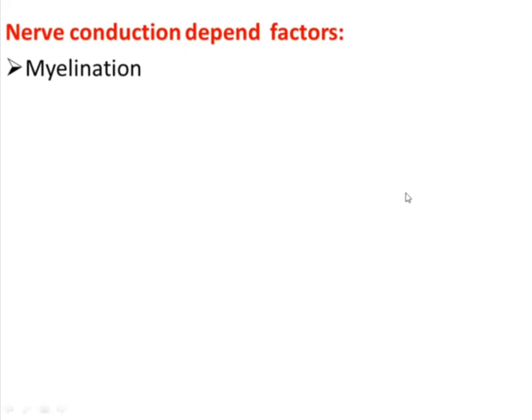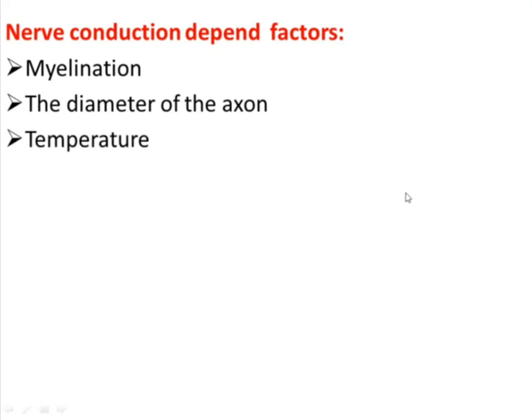First one is myelination, second one is the diameter of the axon, third one is temperature. First we will see myelination. How does it affect nerve conduction?